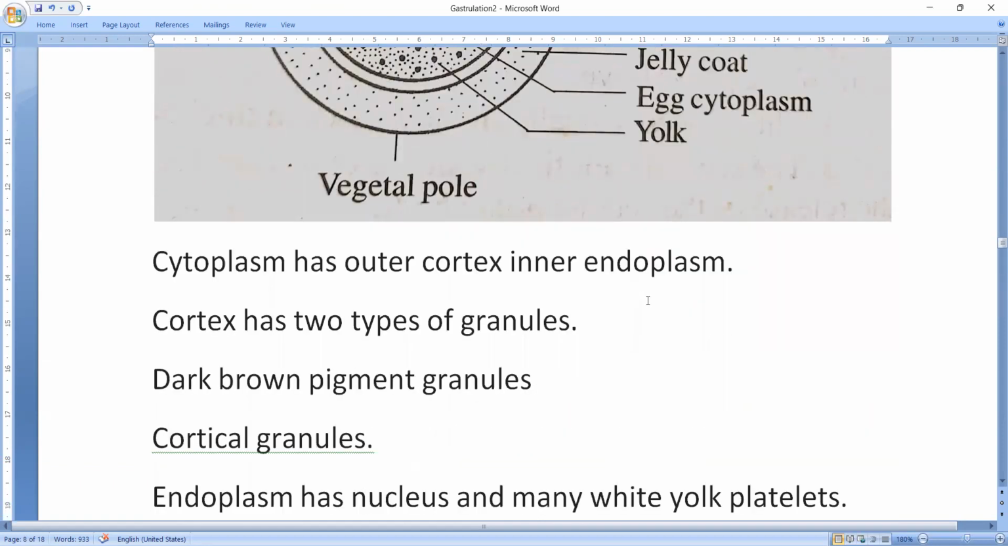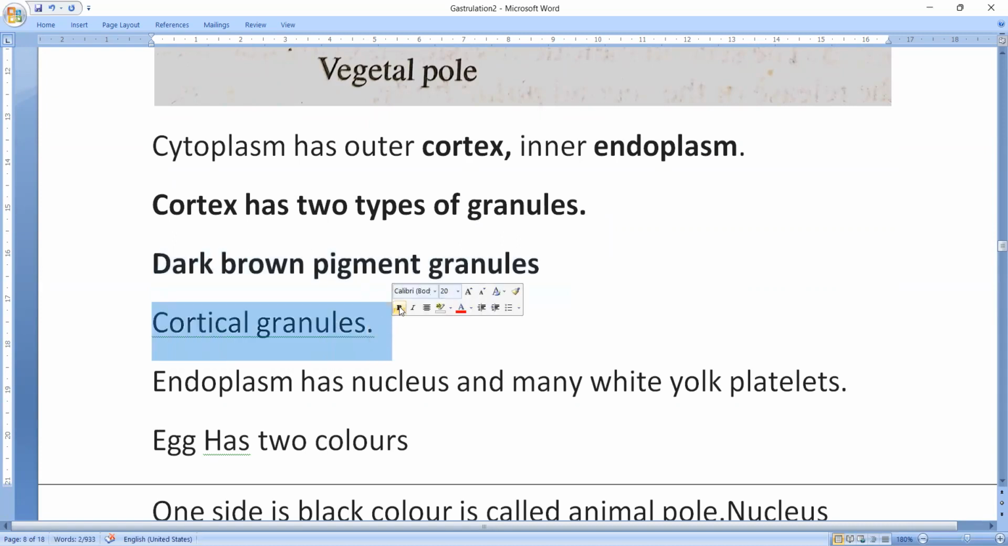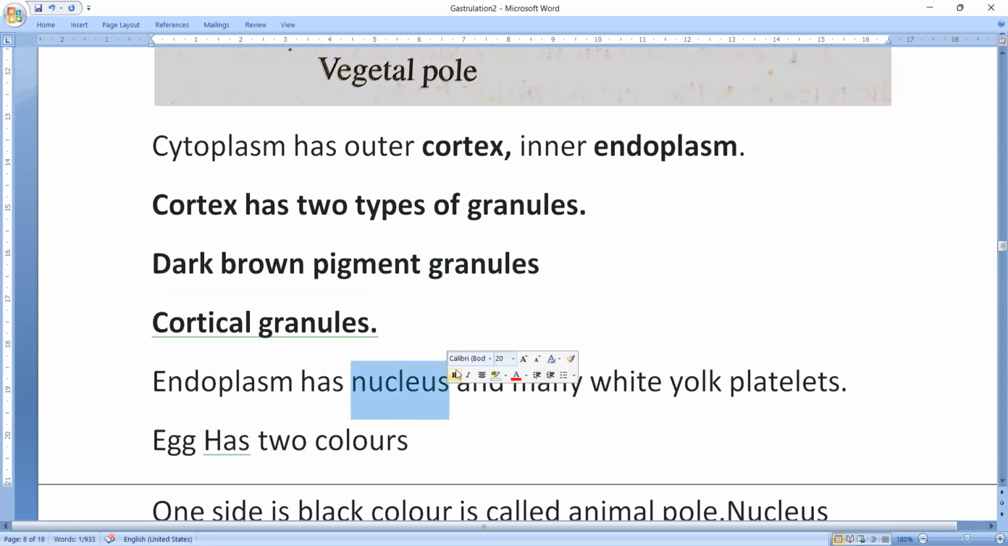Here in the ovum of the frog, the cytoplasm has outer cortex, which is thick, and inner endoplasm. Outer cortex and inner endoplasm. Right. Cortex has two types of granules. Cortex లో రెండు రకాల granules ఉన్నాయి. So one is dark brown pigment granules. Another one is normal cortical granules. Endoplasm has nucleus and many white yolk platelets.